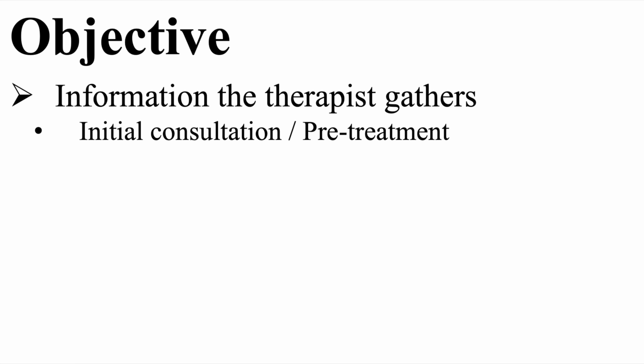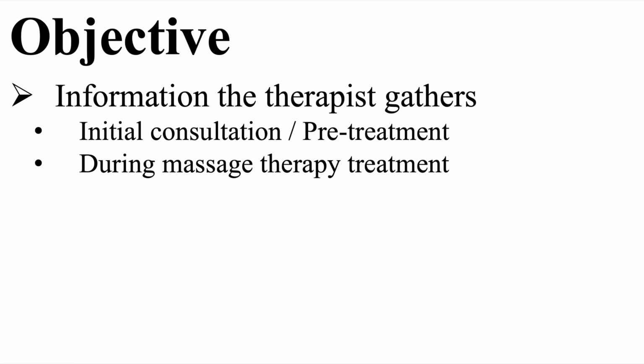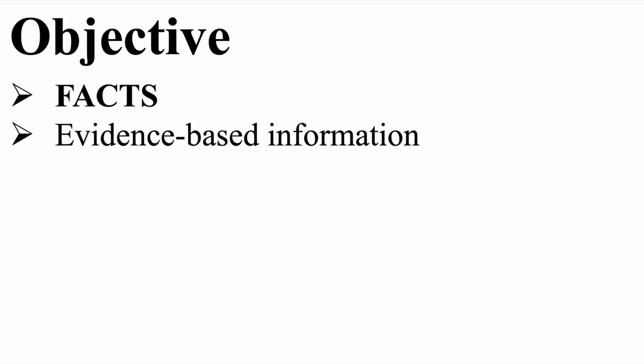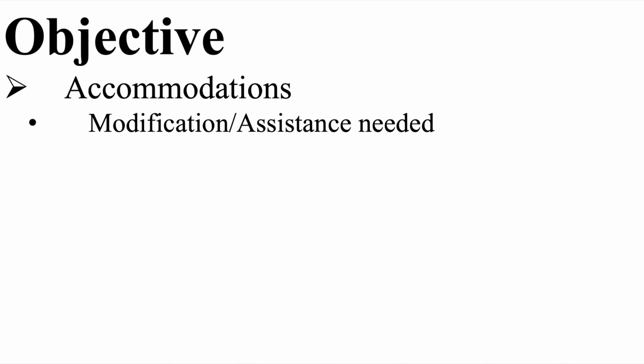Now, moving on to objective, this is any information that the therapist gathers about the client. This information can be gathered during the initial consultation, during the actual treatment itself, or during client pre or post assessments. Anything that is objective is based on facts. Facts is the key word here. This is evidence-based information that is acquired during the client's visit. For example, objective information would include accommodations, any modifications that the client may have needed for the massage therapy treatment.